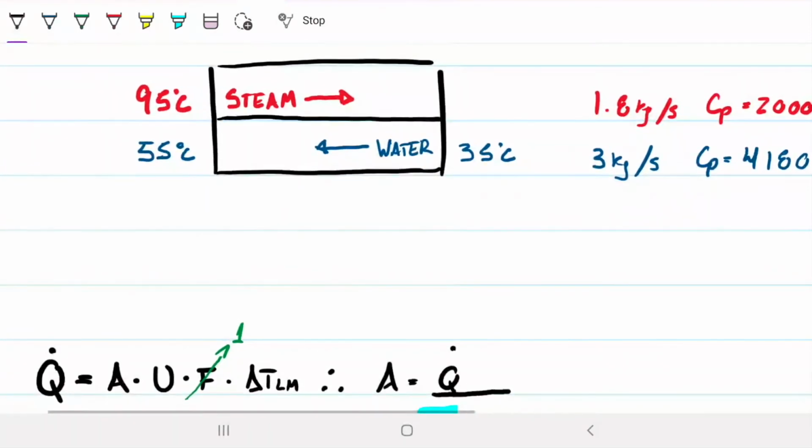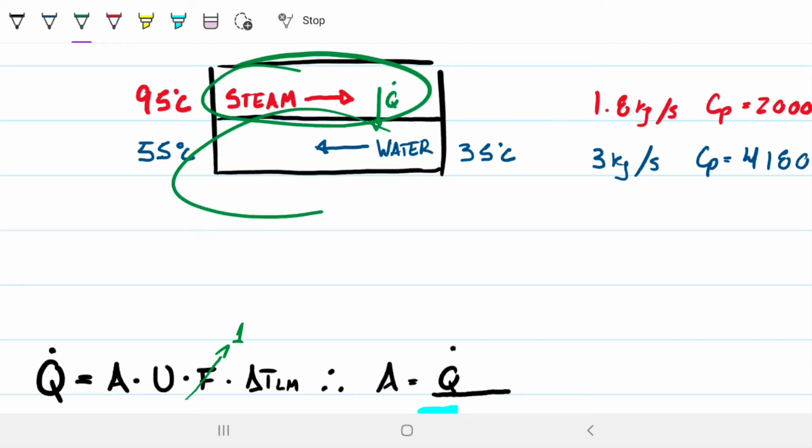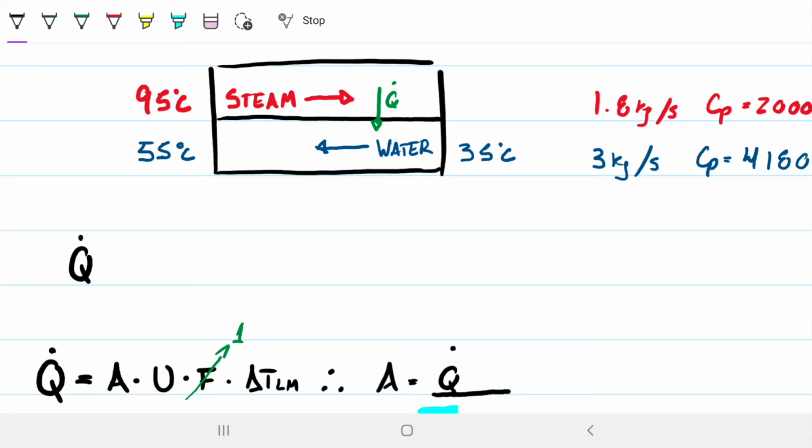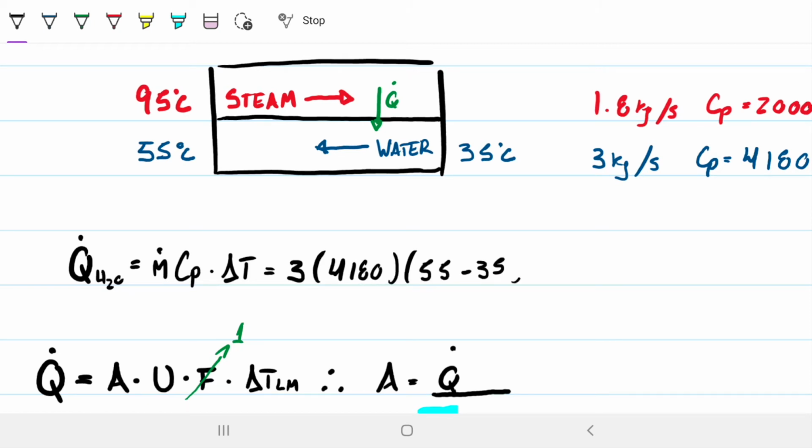So how would we do that? Well, the first thing, obviously, just to be sure, we know energy is going from the steam into the water, right? This is the hot fluid and this is the cold fluid, so we know it's going from top to bottom in this drawing that I did. And we know how much energy water requires to go from 35 to 55, right? We know that's related to the mass flow rate of water times the specific heat capacity of water and the delta T in question. So in this case, it's 3 times 4180 times the 55 minus the 35.